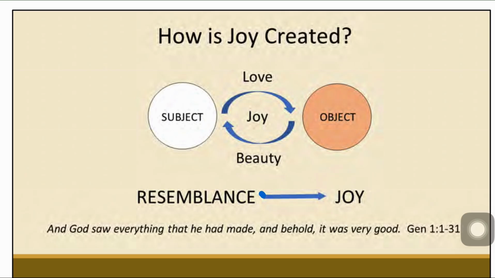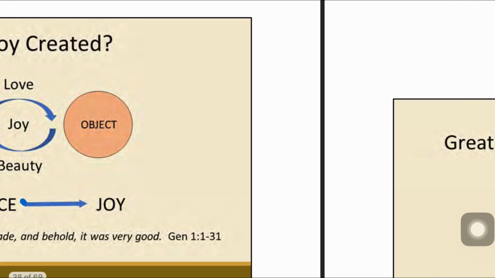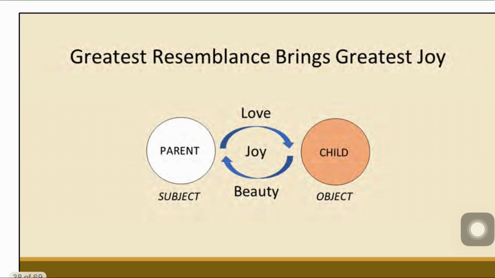So when God created the world, He said in Genesis 1:31, when He created the universe, and when He created man, He saw everything that He had made, and behold, it was very good. So when He said very good, He experienced joy by looking at His creation, and that is because His creation resembles Him.